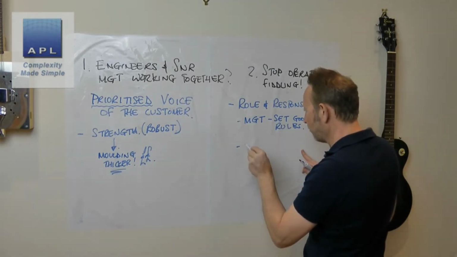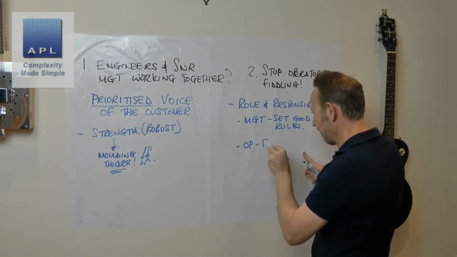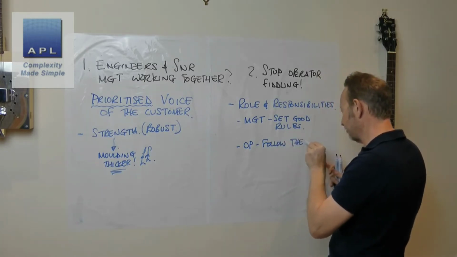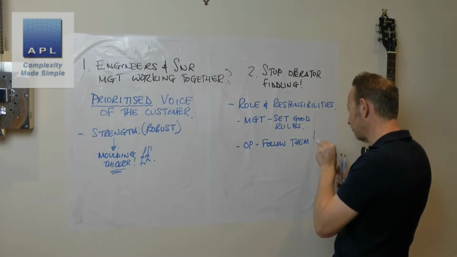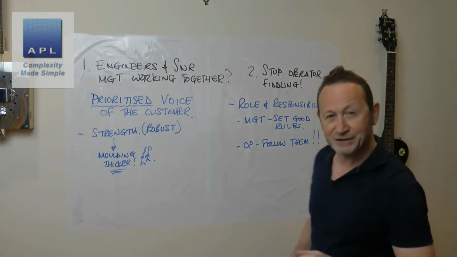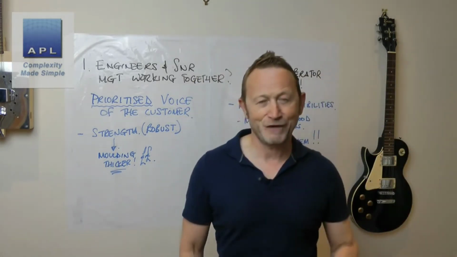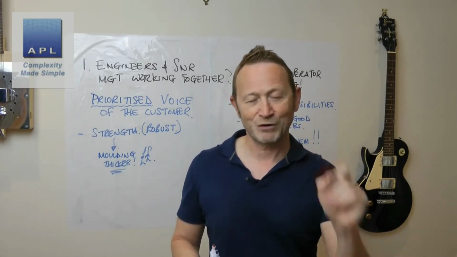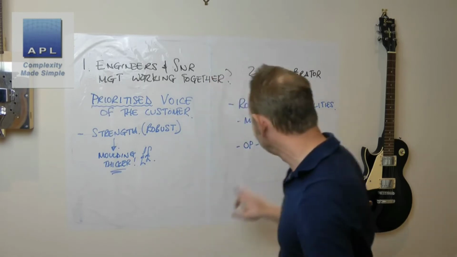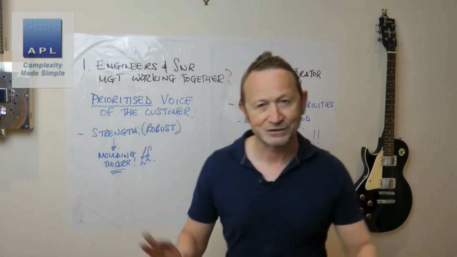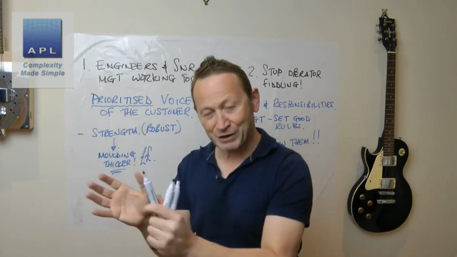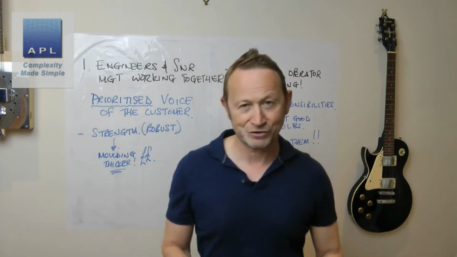Then the role of the operator, whoever they are, by the way, whether it's somebody in the purchasing department, somebody in the planning department, somebody in the manufacturing department. What is the operator's role and responsibility? Dead simple. Follow the rules. That's it. This is what world-class companies do. What world-class companies do is make great rules, then they make sure everybody follows them.